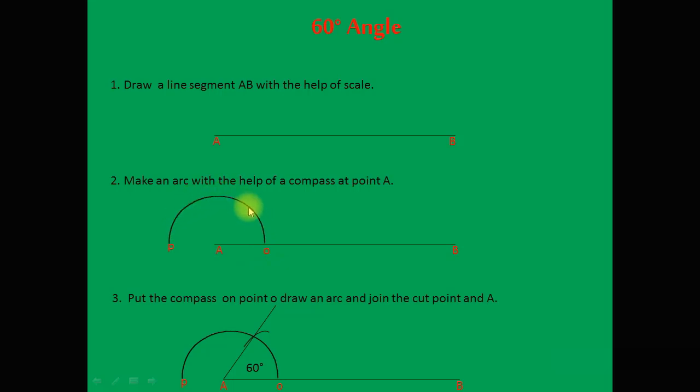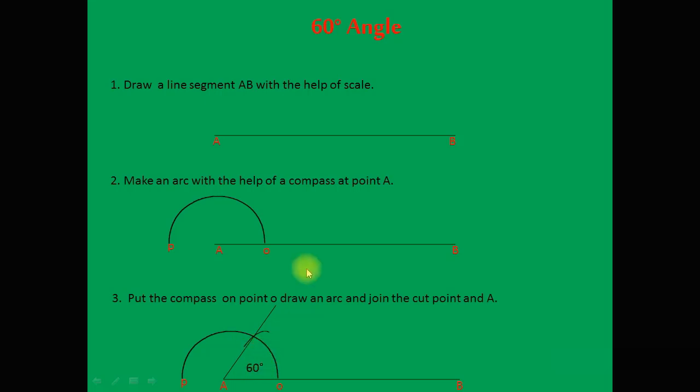Now, don't disturb the compass. Put the compass at this point O and draw another arc like this arc. Now join this cut point to the point A. You will get an angle of 60 degrees and you can check the measurement of this angle by using a protractor.